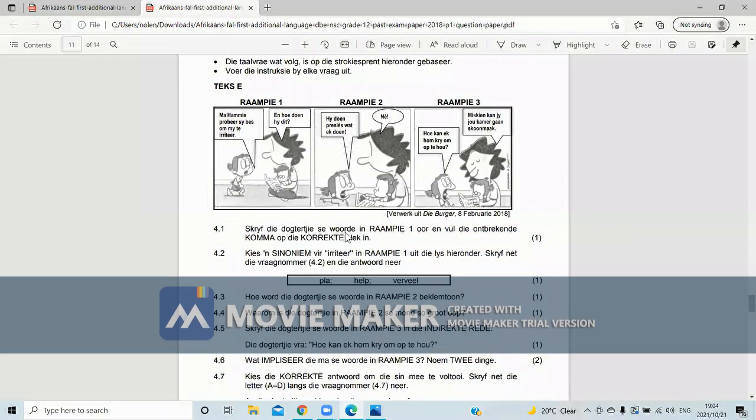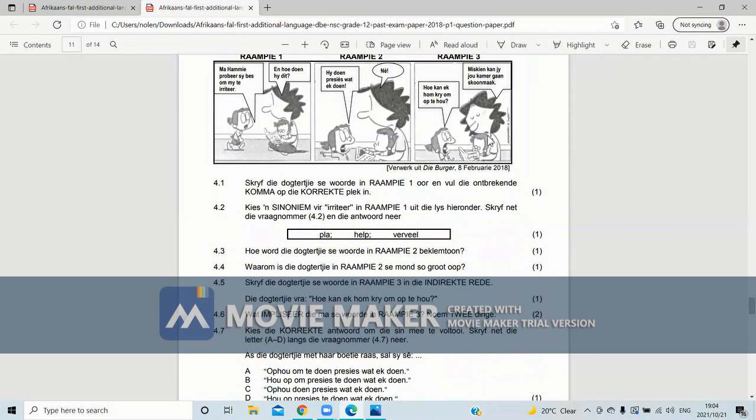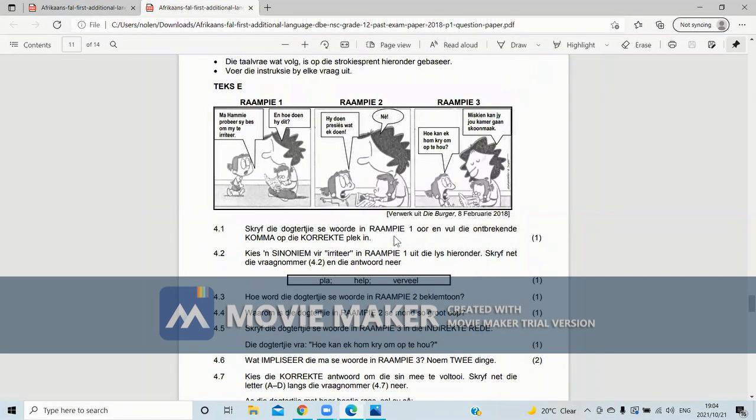Okay, strokies print, we've done that. So we've done frame 1, we've done frame 2. The mom's basically tricking the child into going to clean her room so that her brother will do it as well, then he'll probably stop. 4.1, right, skryf die dogtertjie se woorde in rampie 1 voor en vul die ontbrekende komma op die korrekte plek in. So rewrite the girl's words in frame 1 and put the comma in the correct place. So ma, comma. Hammy probeer sy bes om my te irriteer. That's why I even read it funny, because I was like, ma, hammy. So the comma needs to be after ma.